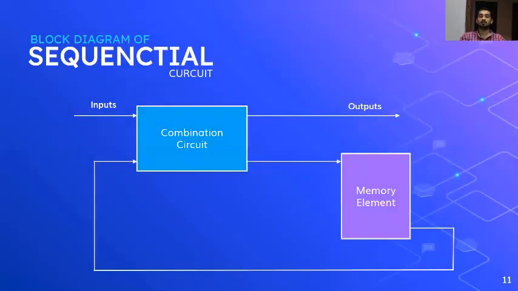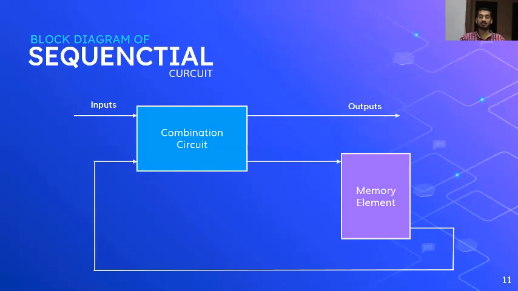So this is the block diagram of a sequential circuit, where we can see the input variables and output variables. We can see a combinational circuit. When we give input, it goes to the memory element, and the memory element gets back to the combinational circuit, which is also called feedback. It gives us a return value.